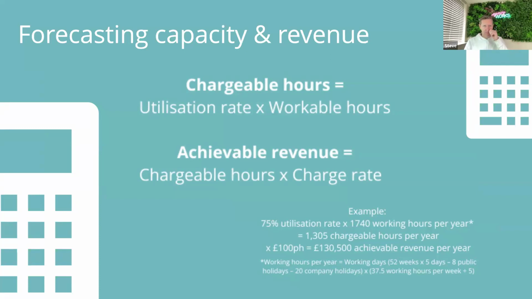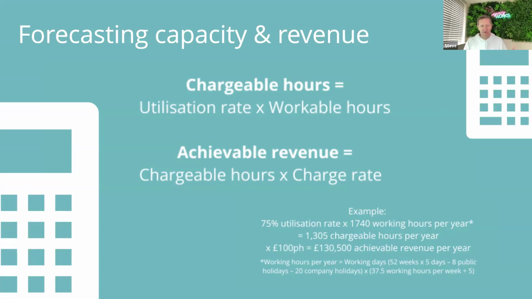That can be done by using the formula on the screen now, which you might not be able to see. It's quite small at the bottom, but the two things we need to look at are, first, chargeable hours. That's taking your utilization rate and timesing it by the number of workable hours. So we've got the utilization rate. How many workable hours do we have?